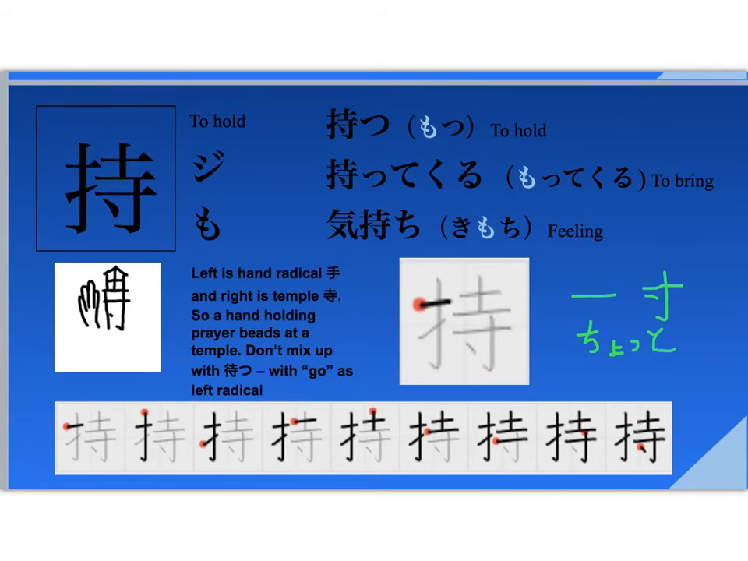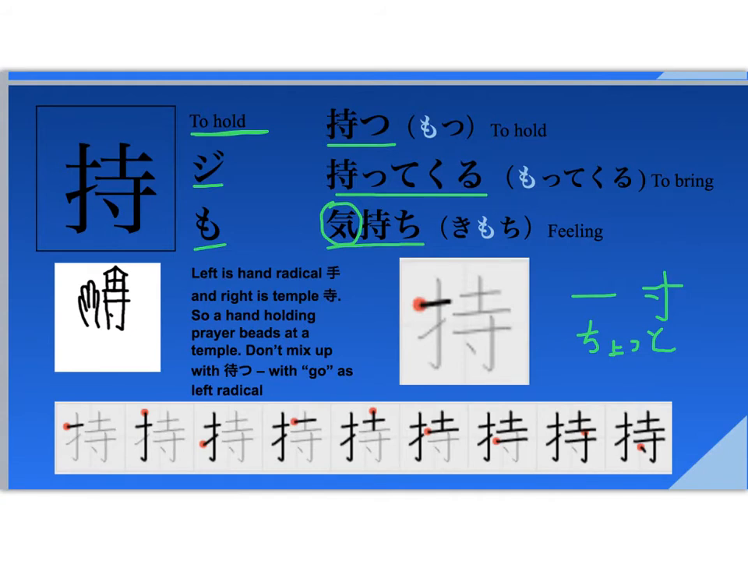Last one, this is the kanji for to hold or to have, and it is read ji for the onyomi and mo for the kunyomi. So you have, for example, motsu and motte kuru, and kimochi, like to have a sense or a feeling.